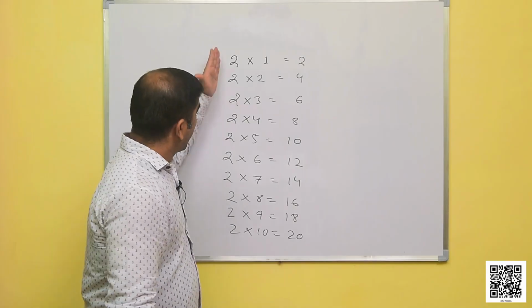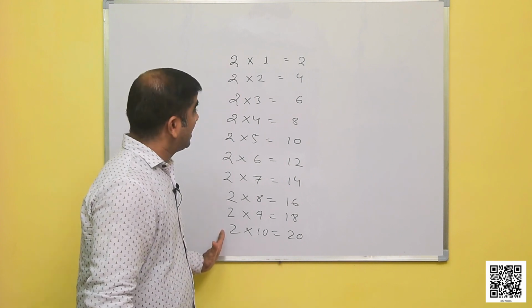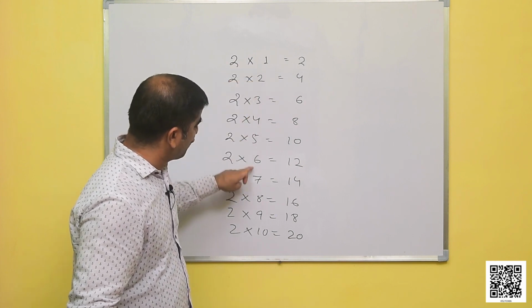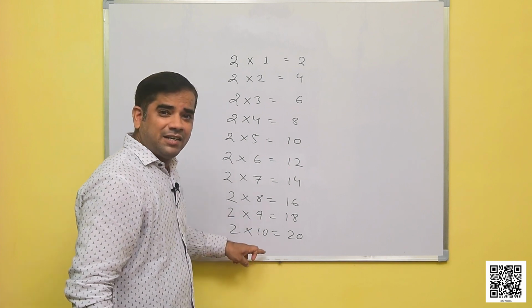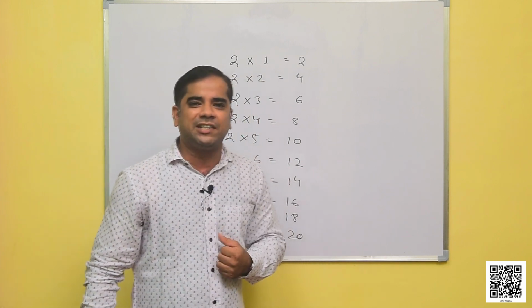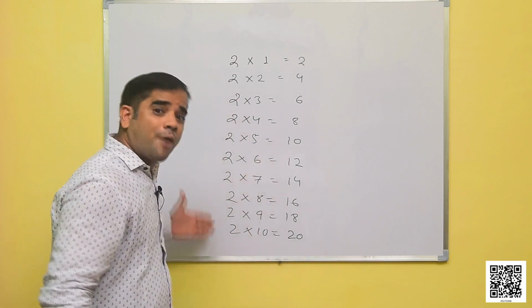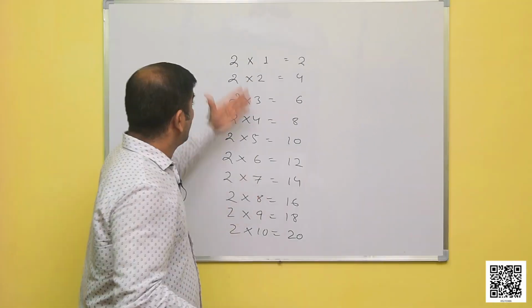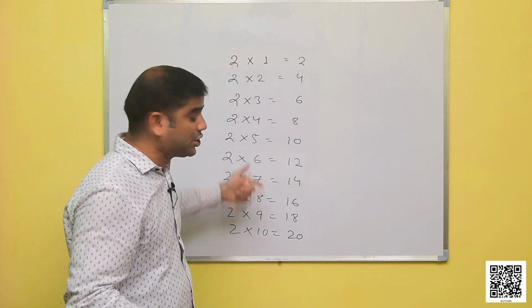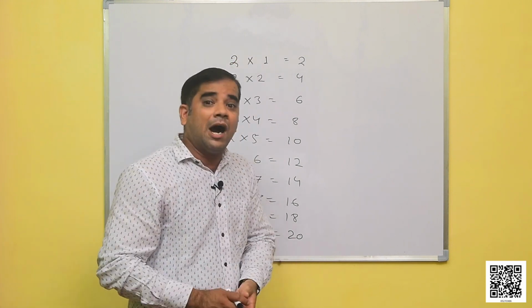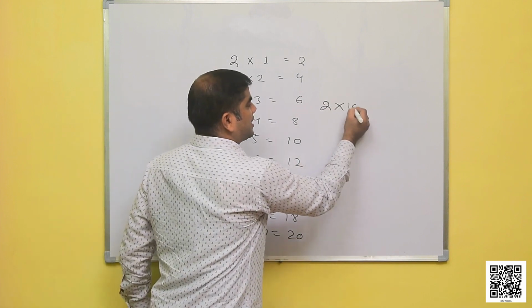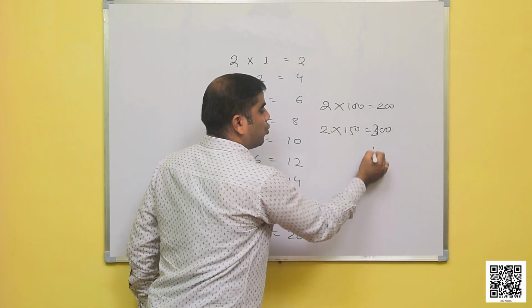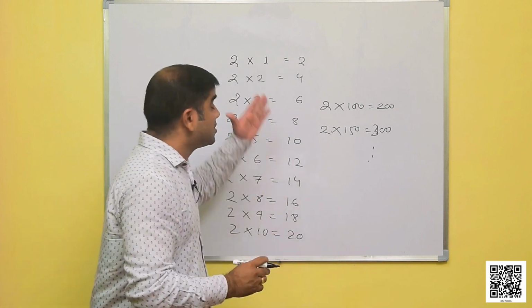Can you find it? See, I have 2 on my left hand side and I am multiplying it with the natural number series 1, 2, 3, 4, 5, 6, 7, 8, 9, 10. But we know that the natural number series goes to infinity. So why do we stop here actually? This is a multiplication table, but this is not the end of the multiplication. We are multiplying the natural number series from 1 to 10 only, but we can multiply up to infinity, just like for example 2 into 100 gives us 200, 2 into 150 gives us 300, and so on. We can keep on going. So this is not the end of it.